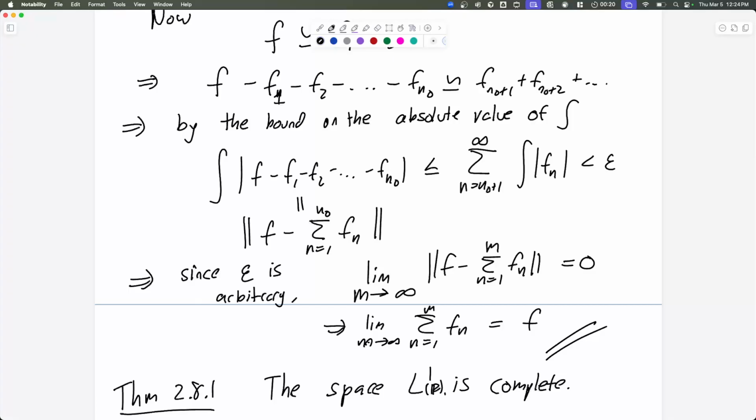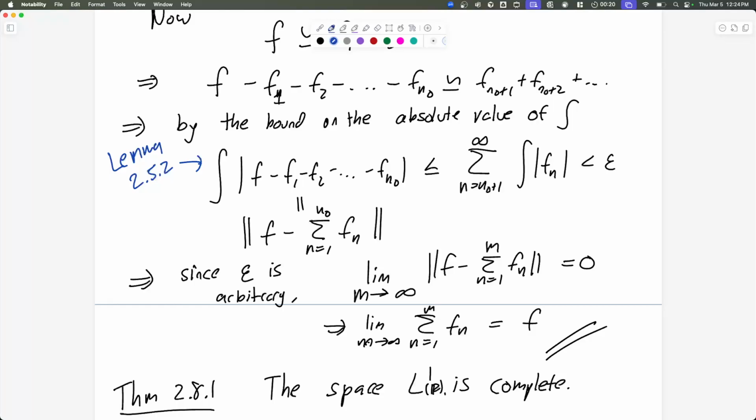Yeah? I think that is 2.5.2, that sounds right. Thank you very much. 2.5.2 says that when something is less than something else, the integral of the something is less than the absolute value of the integrals of the other thing.